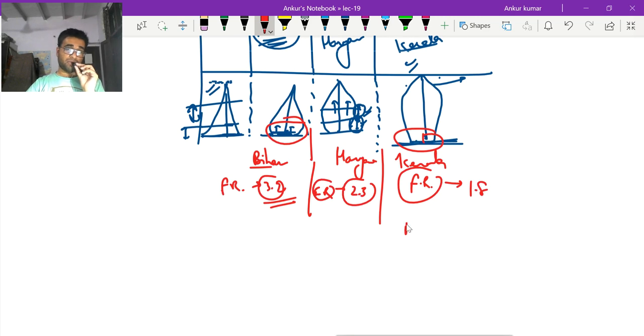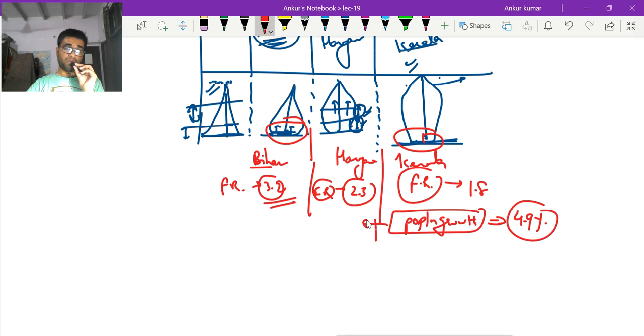Similarly, if you see another demographic factor, let us say population growth: population growth in Kerala is 4.9%, in Haryana it was 19.9%, and in Bihar it was 25%. The reasons were the high fertility rate and the early stage in the demographic model in the case of Bihar. So this was the population growth.